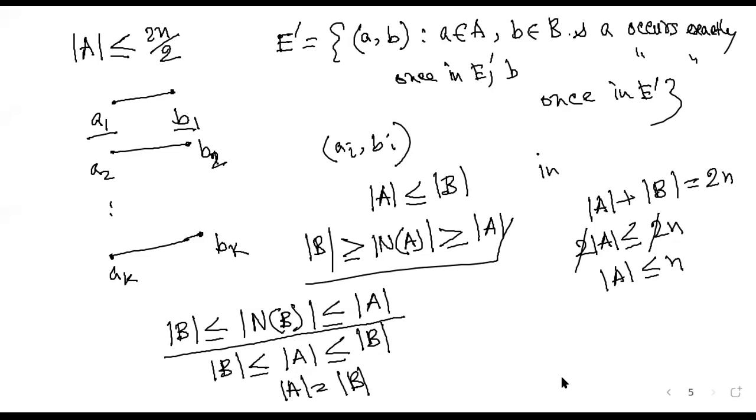So now that you've shown that the cardinalities of these two are the same, since we have a matching that covers all of A, it must be a perfect matching.